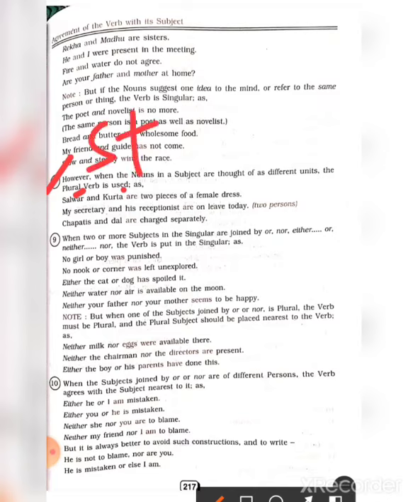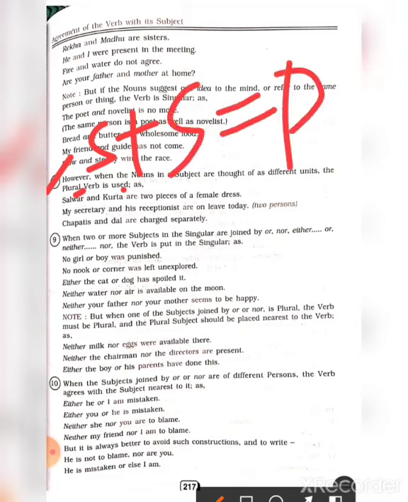Now let us come to the next point, number 8. When the nouns in a subject are thought of as different units, the plural verb is used. For example, salwar and kurta are two pieces of female dress. Here salwar and kurta are two different pieces of the female dress. So salwar is singular and kurta is also singular, and this makes it the plural verb. Okay. So the plural verb will follow after this. Come to the next point.